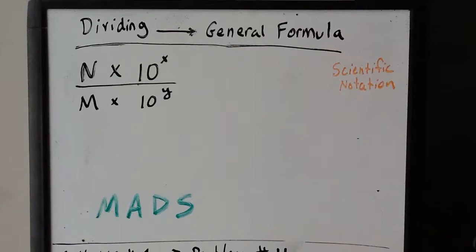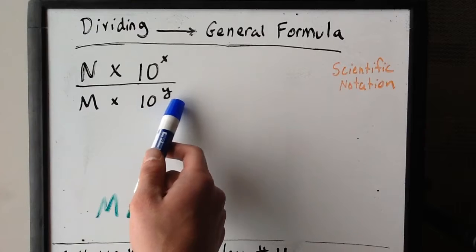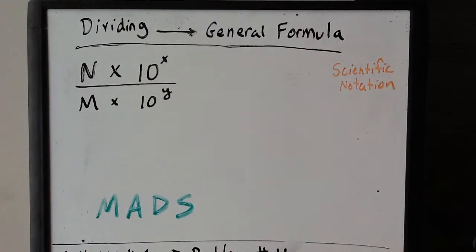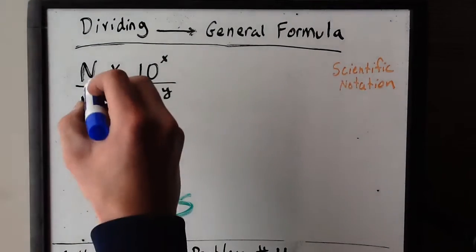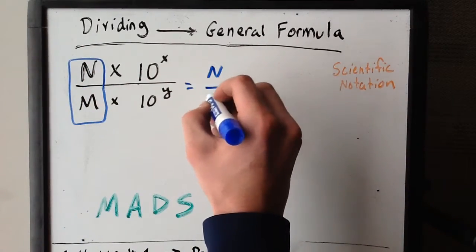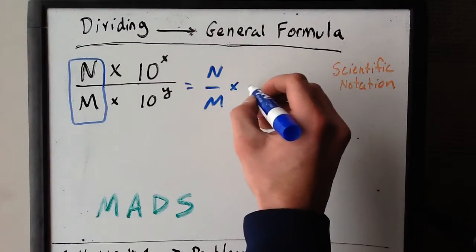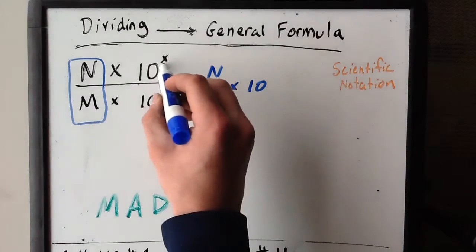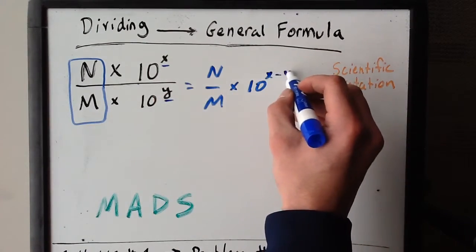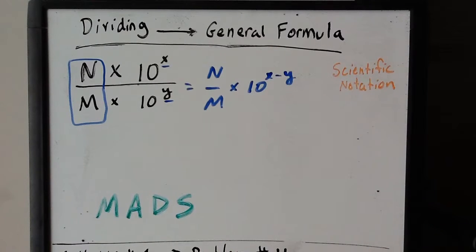In this video, we'll talk about dividing in scientific notation. Here's our general formula. If you have a number n times 10 to the power of x divided by a number m times 10 to the power of y, first you divide the bases. So here are the bases. I'm going to divide n divided by m, and then to get the power of 10, we subtract the exponents. So I'm going to subtract x minus y. So I get n divided by m times 10 to the power of x minus y.